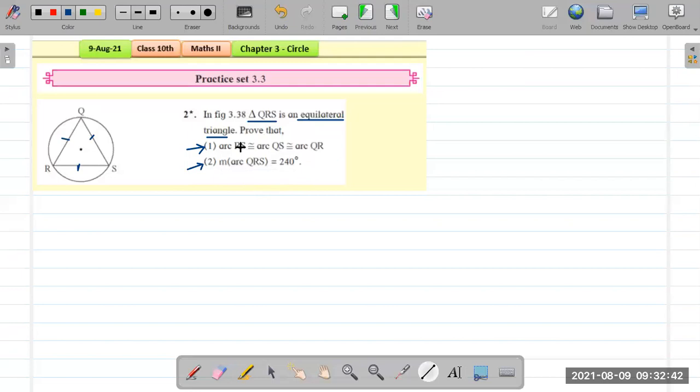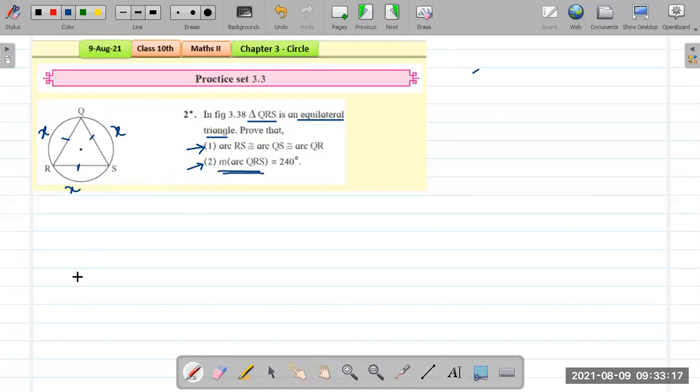We know that we will use the property where if the chords are equal, then what will happen? The arcs are also equal, isn't it? When the chords are equal, the arcs are equal. So all three chords are equal, so three arcs will be equal. I can say this is X, this is X, this is X. All of them are X because three arcs are equal, right? And if the arcs are equal, we know the total is 360 degrees. So X plus X plus X will be equal to 360. And that is how we can find this measure QRS.